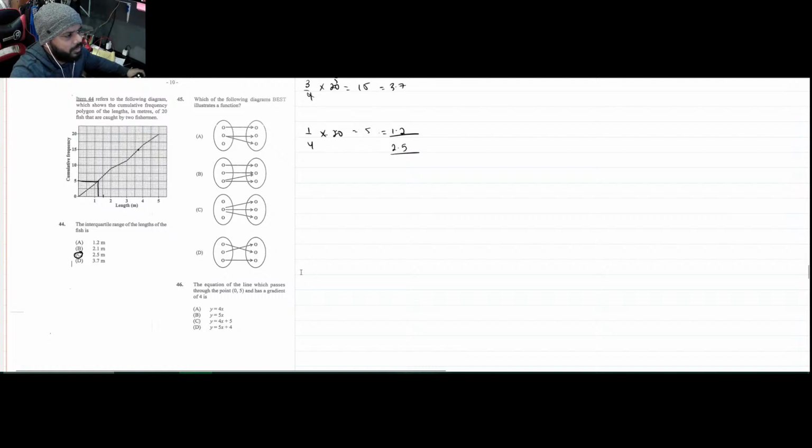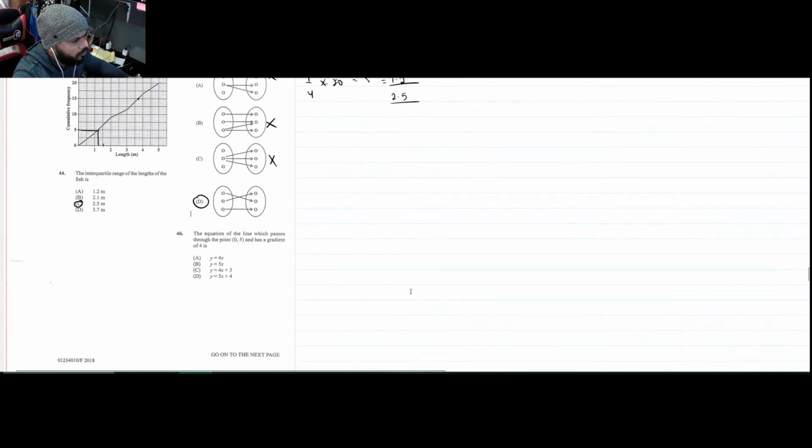Which of the following best illustrates a function? A function is a relation that has one output. So I see this one here, I have one to many, so this is not one here. I have a one to many here, so this is not one here. This is a one to many, this is not one here, this is one to one, so this is the answer. The equation of the line which passes through the point that has a gradient of 4: (0, 5) is a point on the y-axis, so this is actually the y-intercept. So y is equal to 4x plus 5.